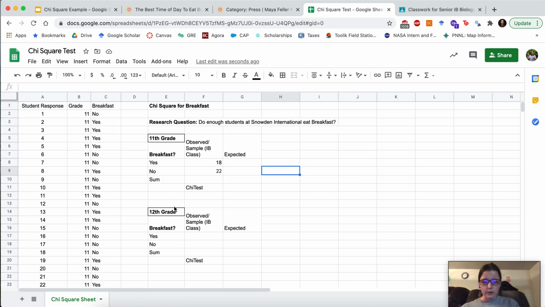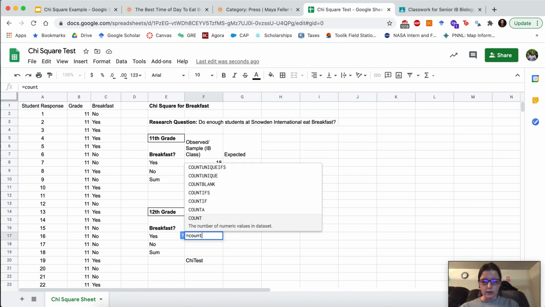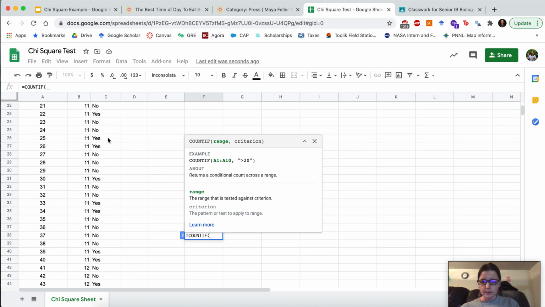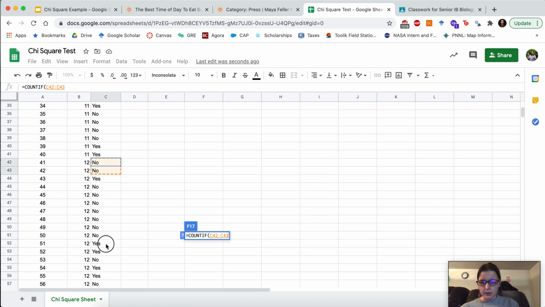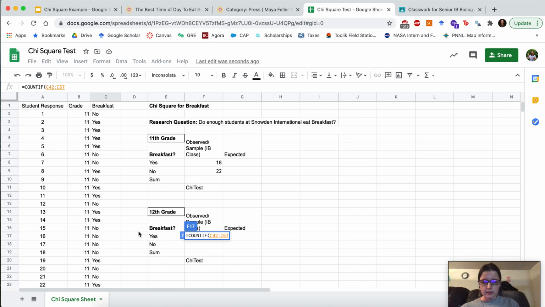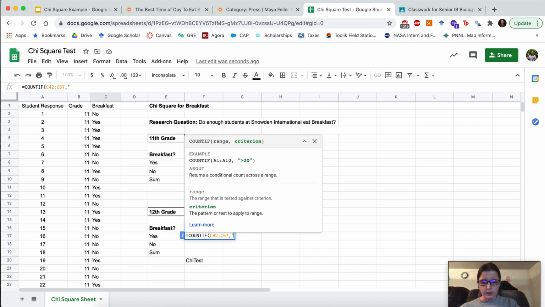Now we want to do that for the 12th grade too. So I'll do equals COUNTIF, the range. Well, we're not doing any of the 11th grade, we're just doing the 12th grade. So I'm going to start at the 12th grade and highlight all of the 12th grade. And now we're looking at the yeses. So I'll do comma, Yes, and end parentheses.